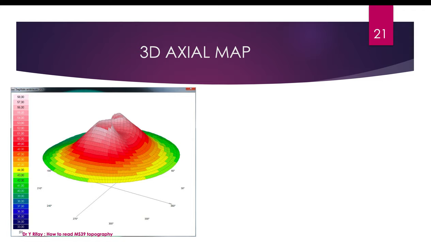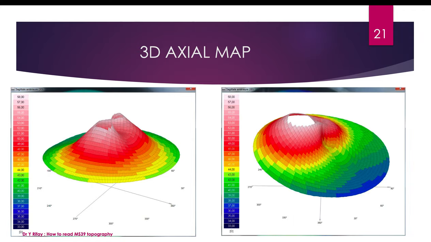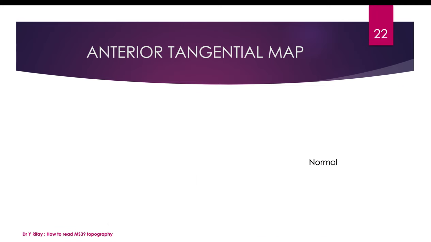We have the 3D representation of all the maps we have. This is a representation of the axial map that will show us the reality of the cornea. We can see it in 3D, we can see it better than in 2D, and it gives us an idea about the shape of the cornea.